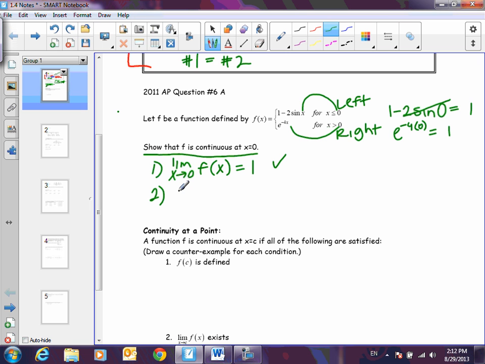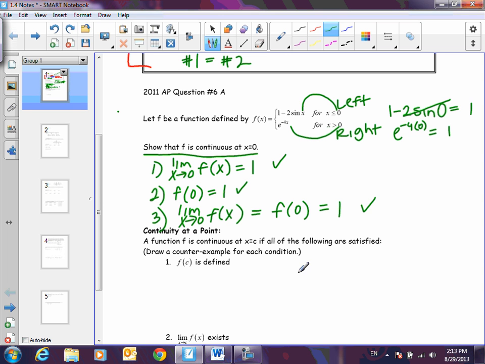All right, so 2 says, what's happening exactly at x equals 0? We already found out what's happening near x equals 0. What's happening when x actually does equal 0? Which piece shows that, the left or the right? The left. Now, we've already plugged it in, so we already know that f of 0 is 1. So we already did that work. We don't need to do it again. And then the last thing is to show that they're equal. Is the answer to number 1 and number 2 equal? Yeah. The limit as x approaches 0 of f of x is equal to f of 0, which is equal to 1.